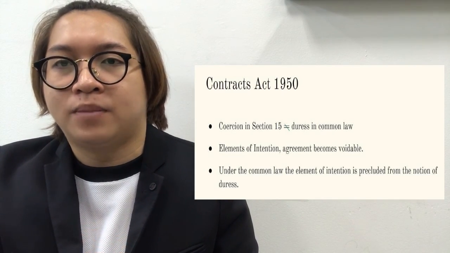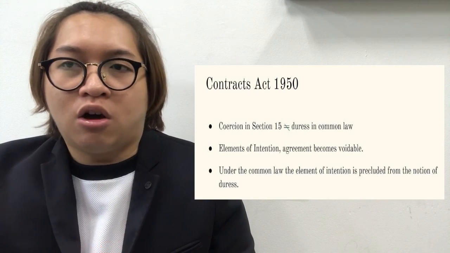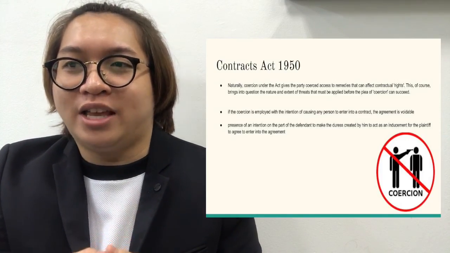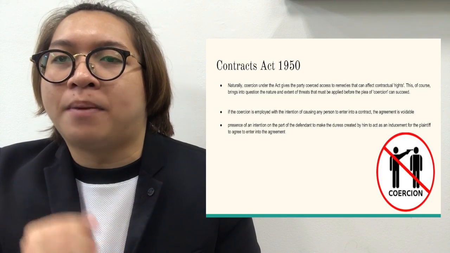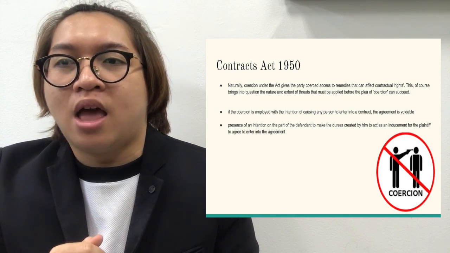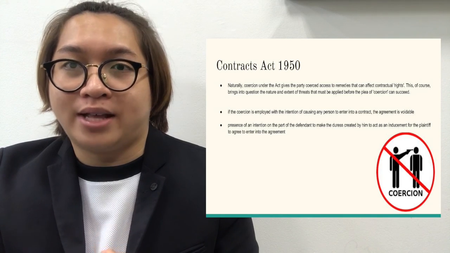under the common law. Thus, as with English law, coercion under the Act necessarily involves some element of unfair practice on the part of the contracting party, with the aim of inducing consent on the part of the other party to the contract, to the extent that the presence of such coercion denies the consensual nature of the purported agreement. Naturally, coercion under the Act gives the party coerced access to remedies that can affect contractual rights.